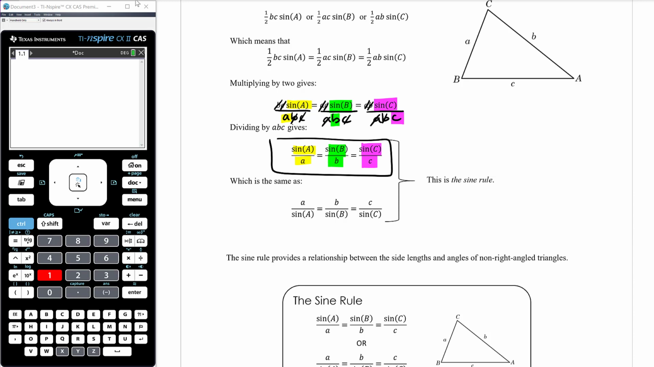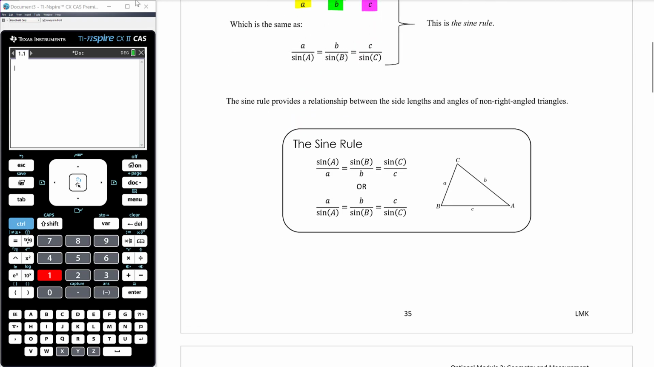Okay, so depending on the information, we might be using that equation, we might be using that equation, we might be using that they are equal. We use the variation of it that suits the information that we have.